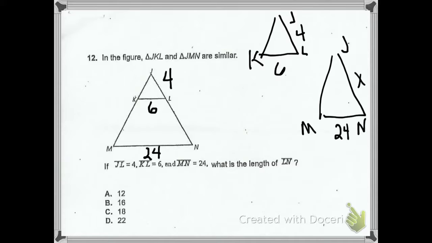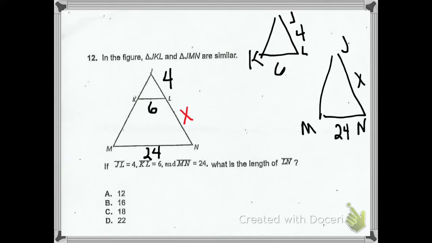Number 12 says, in the figure, triangle JKL and triangle JMN are similar. So what I did was I drew them separate, so you'd see the smaller triangle and the larger triangle. If JL is equal to 4, and I put that on the smaller triangle and the original picture, KL is equal to 6. Again, I did the same thing with 6. And MN is equal to 24. What is the length of JN or LN? So this is what I want to find.